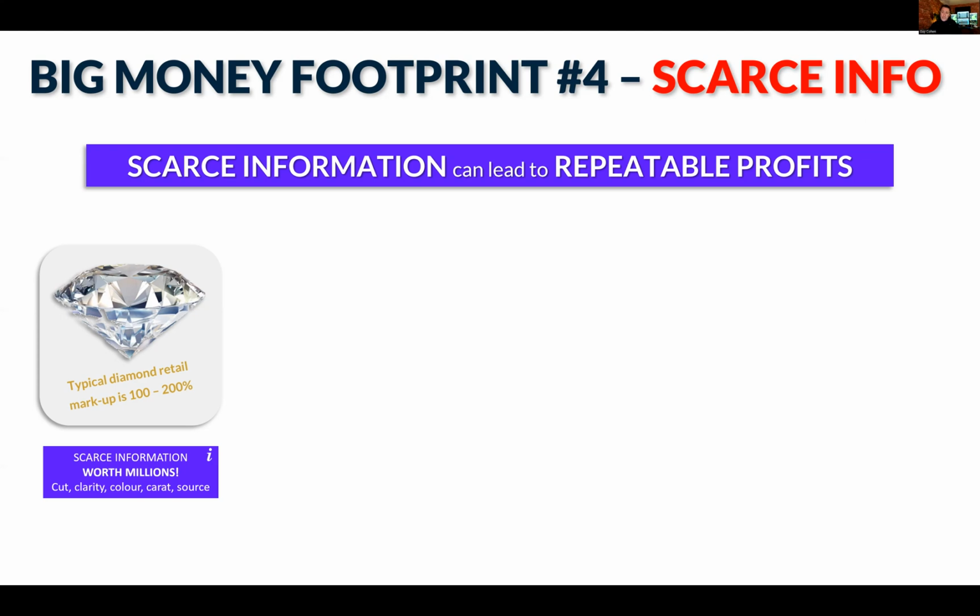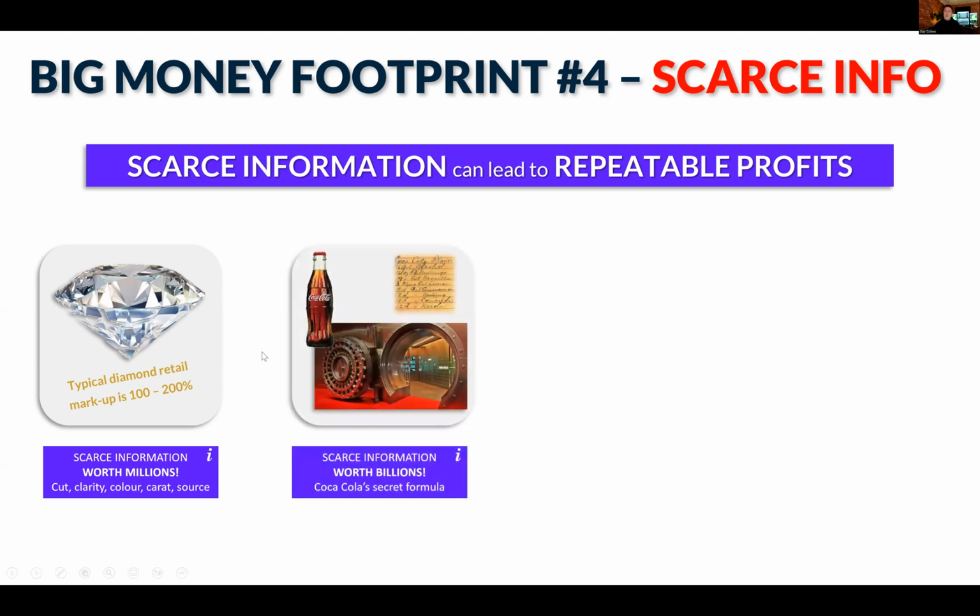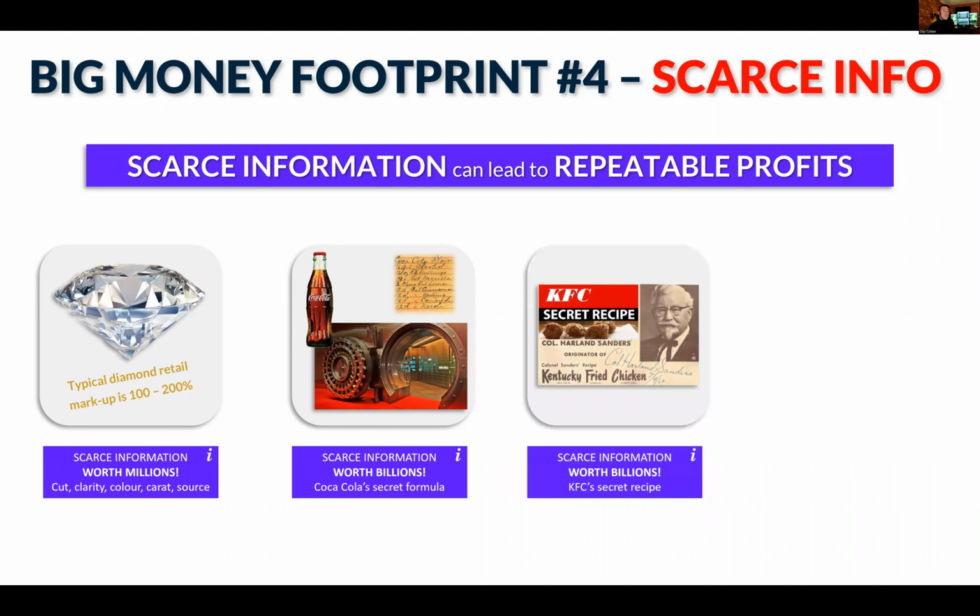In other words, repeatability. Now, an even better example of that would be Coca-Cola, wouldn't it? What's Coca-Cola's scarce information? It's its secret formula that no one else knows about in that big vault in Atlanta. It's worth billions. Their scarce information is repeatable and worth billions. The same concept with KFC's secret recipe. No one knows what that is. It's obviously been marketed well, but that secret recipe that no one can quite do is worth billions.